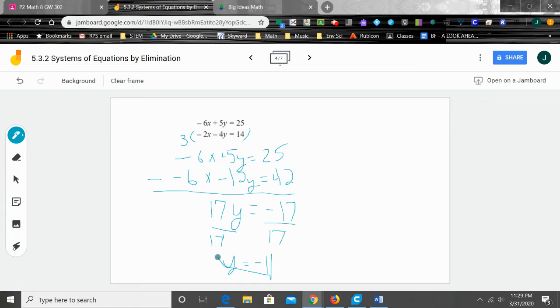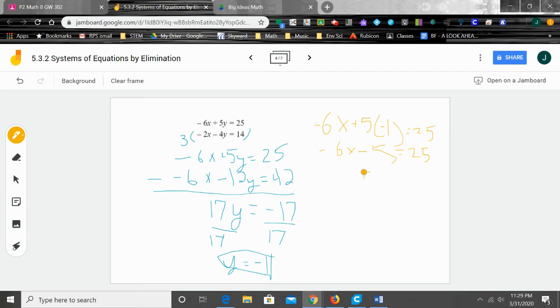Now, we don't do anything different at all to figure out what x is. We're just going to plug negative 1 into one of these equations. Doesn't really matter. I'll just put it into the first one. So negative 6x plus 5 times negative 1 equals 25. So multiply that through. Negative 6x minus 5 equals 25.